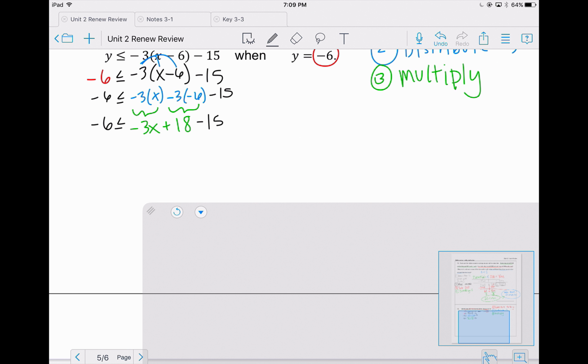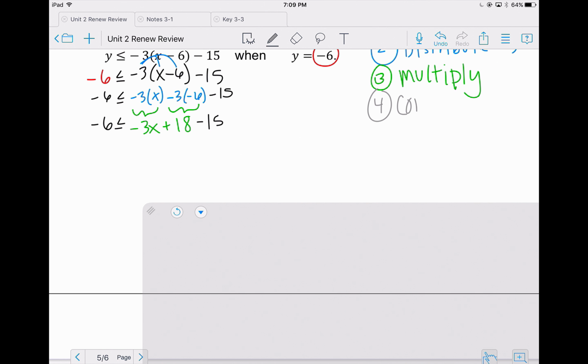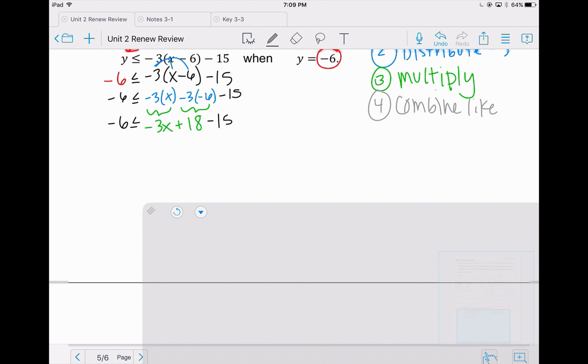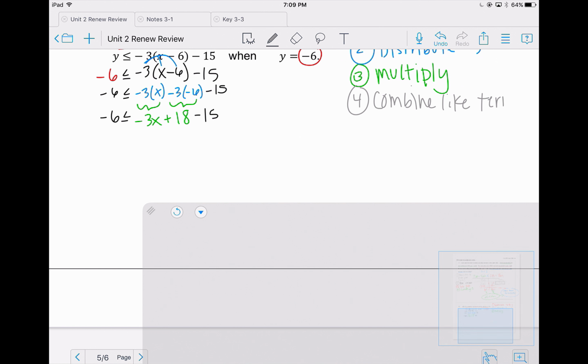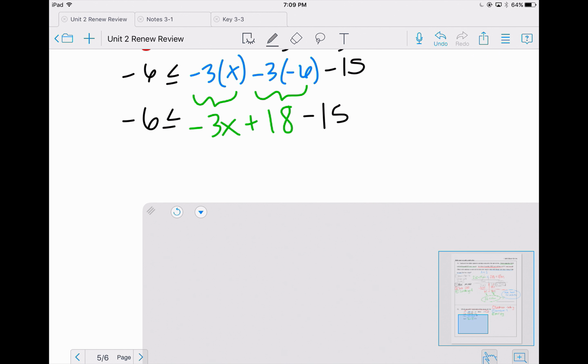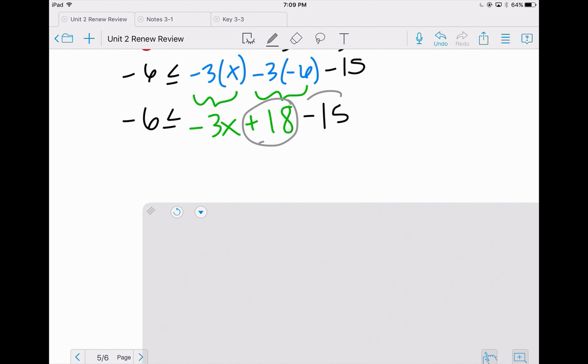Step 4 is going to be combine like terms. On the right side, I can see that I have a number and a number. So I walked into McDonald's and I said I want 18 fries. No, wait, take away 15 of those. They are going to combine that and tell me that I wanted a total of 3 fries. Everything else stays the same.